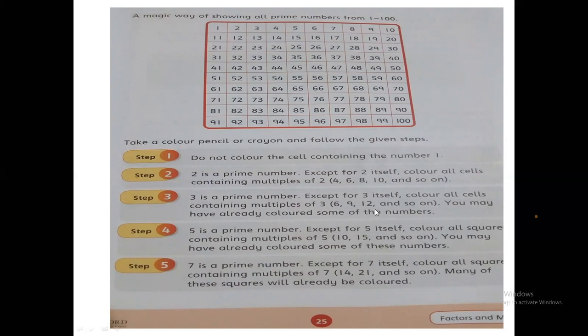Don't worry at all if you don't have the book right now. You can take any blank paper and draw a 10 by 10 grid like this, that means 10 columns and 10 rows. Write down the numbers 1 till 100 and then follow these instructions with me. I am giving you some time.